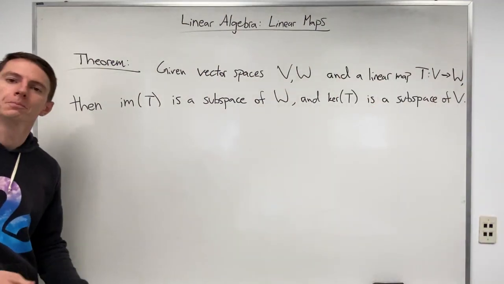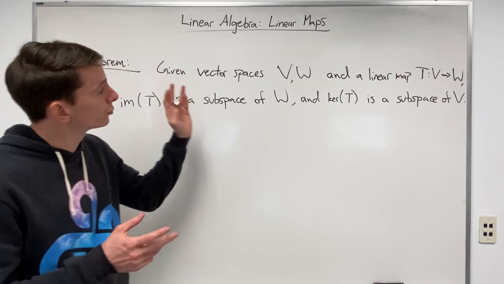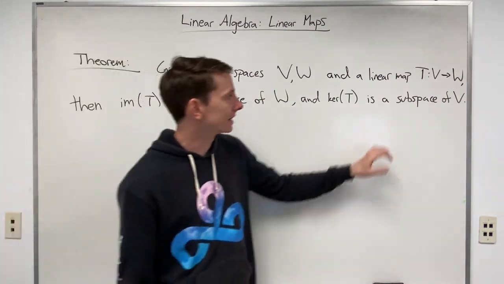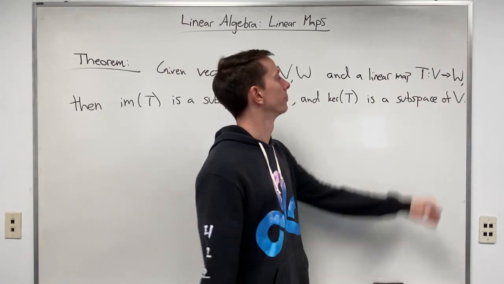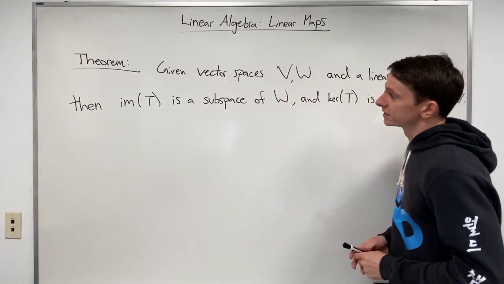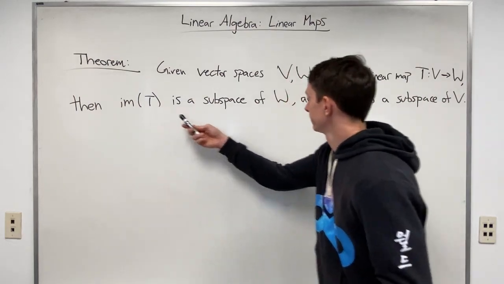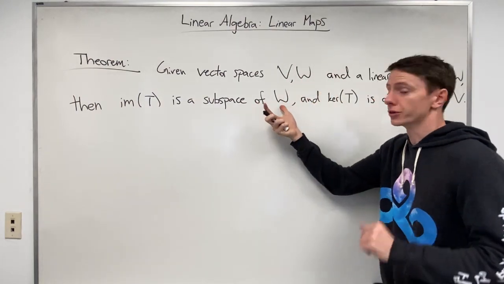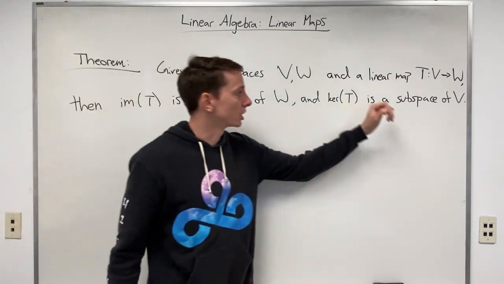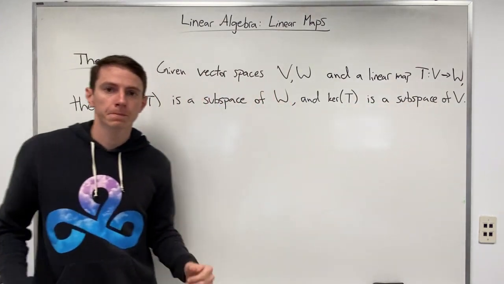All right, so given the 2 vector spaces V and W, and also given a linear map T, which maps from V into W, then here's what we can state. We can state that the image of T is a subspace of the codomain W, and the kernel of T is a subspace of V.